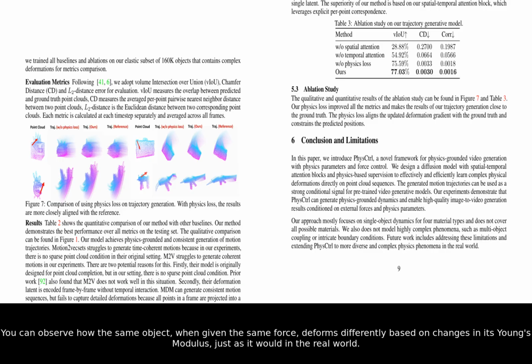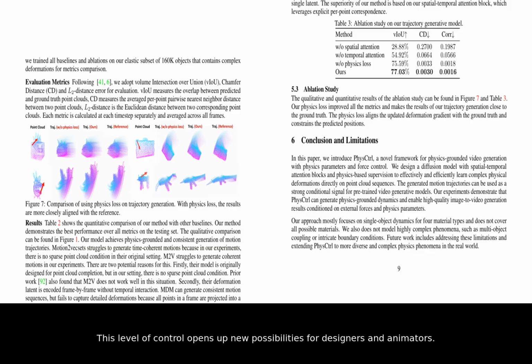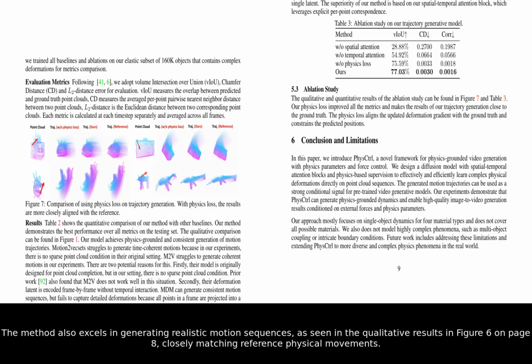You can observe how the same object, when given the same force, deforms differently based on changes in its Young's modulus, just as it would in the real world. This level of control opens up new possibilities for designers and animators. The method also excels in generating realistic motion sequences, as seen in the qualitative results in Figure 6 on page 8, closely matching reference physical movements.